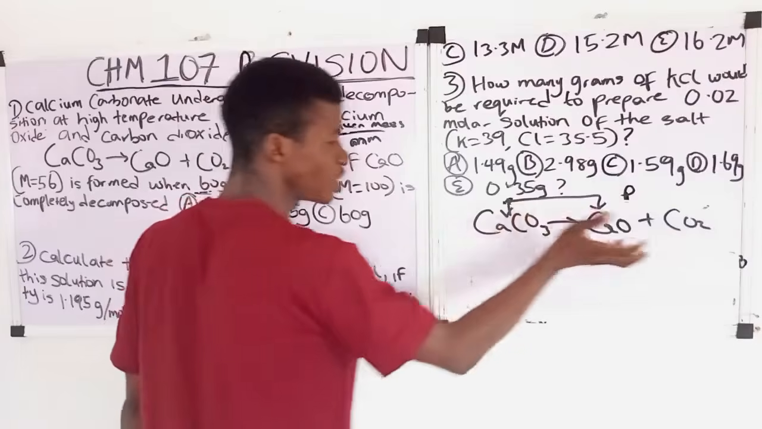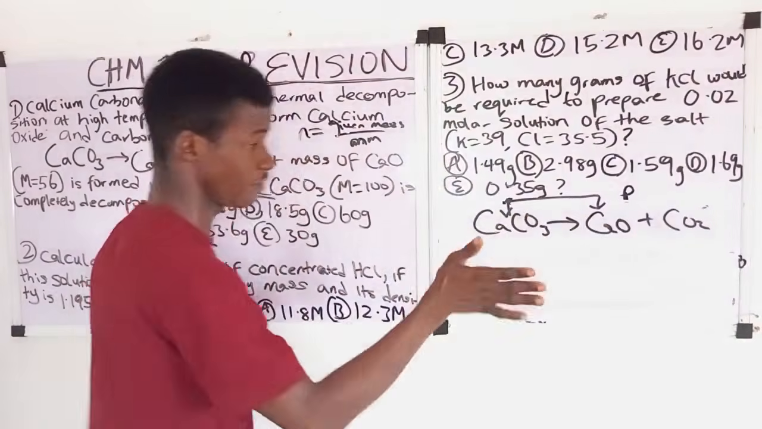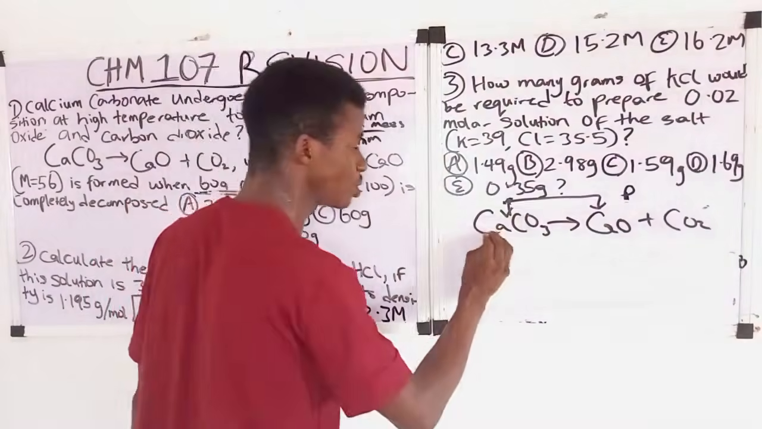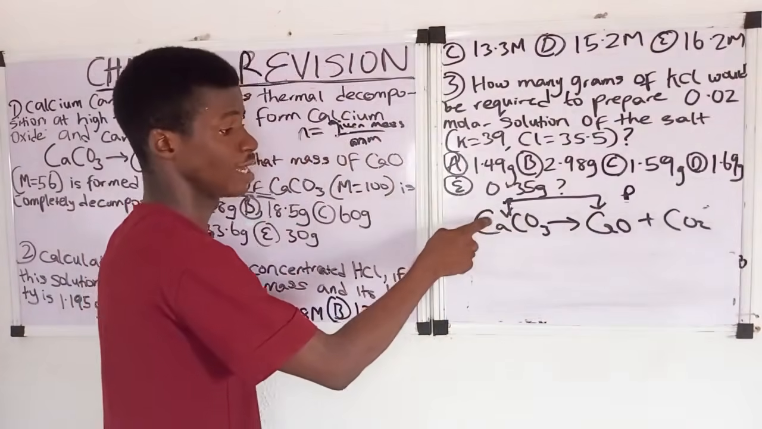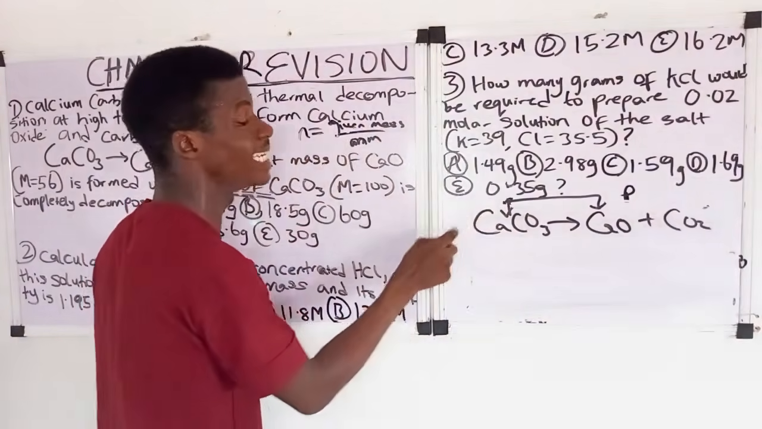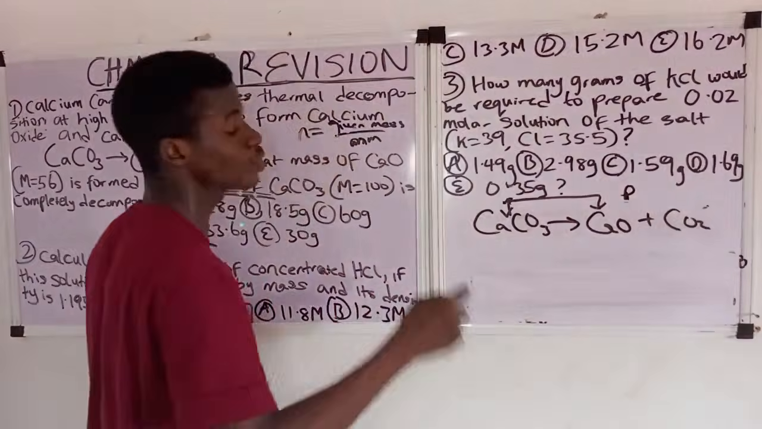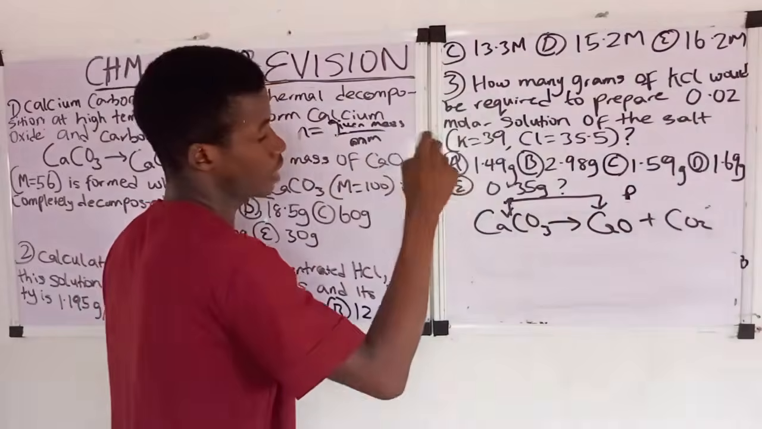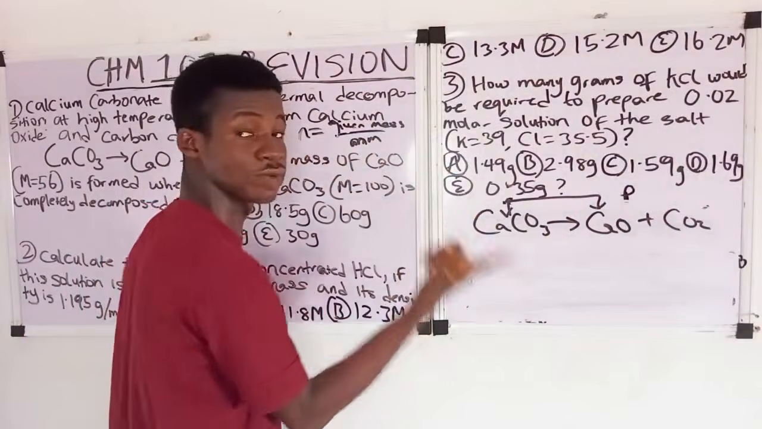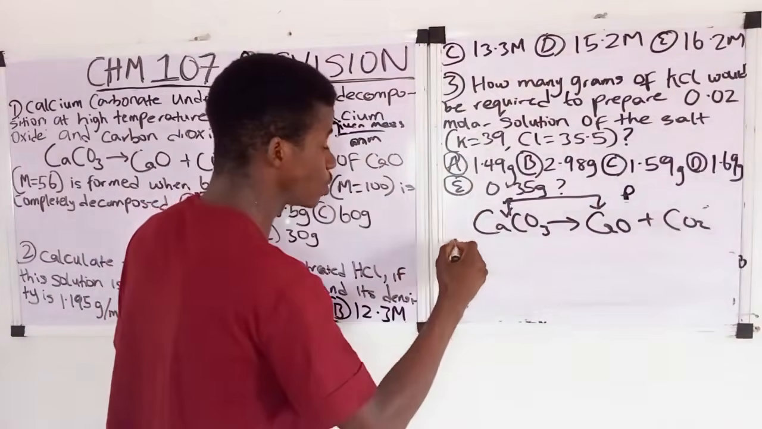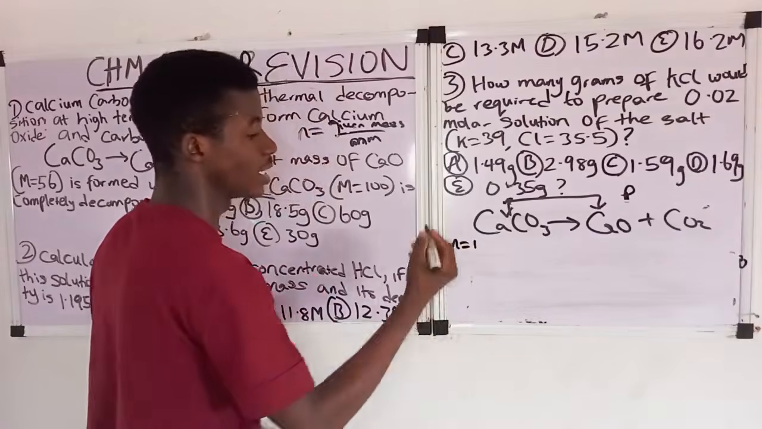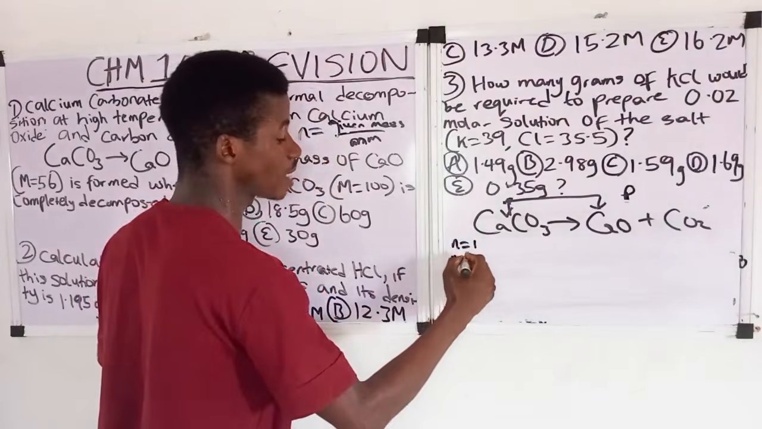This one is very fast. From the balanced equation, how many moles of calcium carbonate are in this equation, because the equation is balanced? It's just one, right? So the number of moles is one. Then the molar mass of calcium carbonate is what?